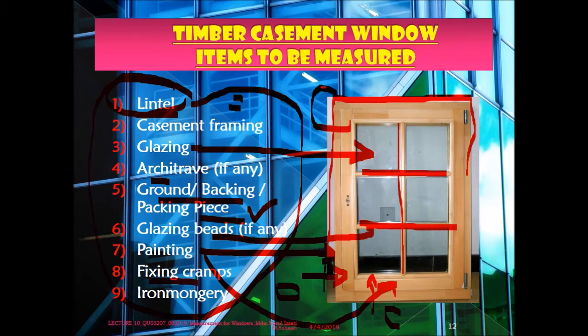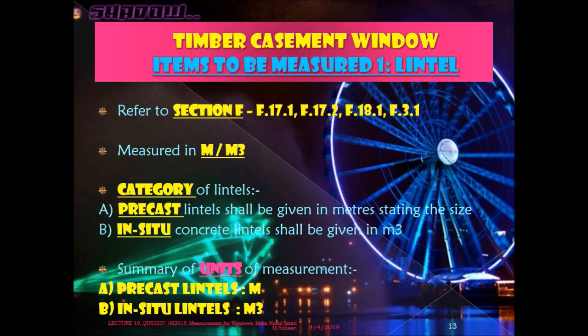Fixing clamp is available where you have to install this casement next to the brick wall. And then of course the last one is ironmongery. So what will be repeated is number 1, lintel, number 2, painting, number 3, fixing cramp, number 4, ironmongery. The rest depends on the design. Okay, let's go to number 1.